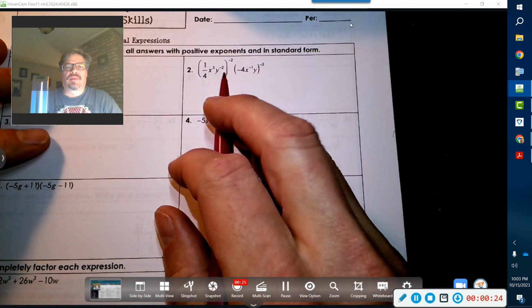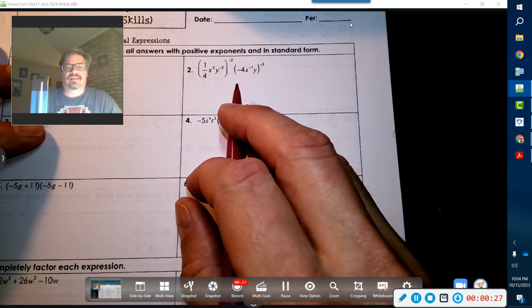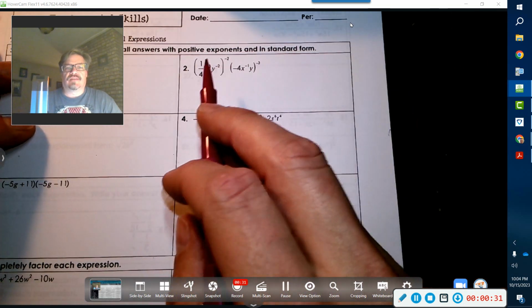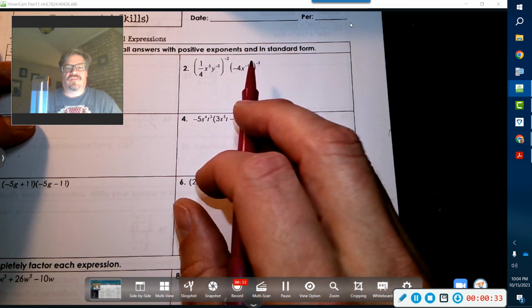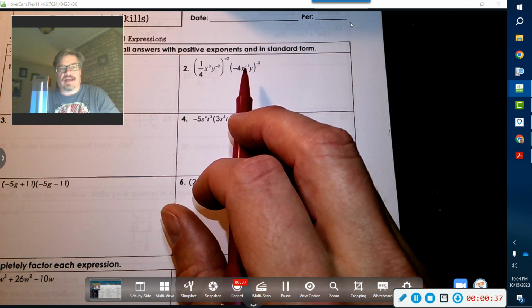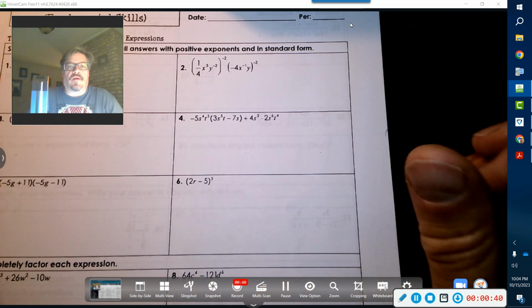Let's see, we've got some negative exponents here. This has a lot to digest. So what I'm going to do is take the negative 2 to each one of these individually first. I'll write it down. Then I'm going to take the negative 3, put it to each of these, write it down, and then I will combine them all.